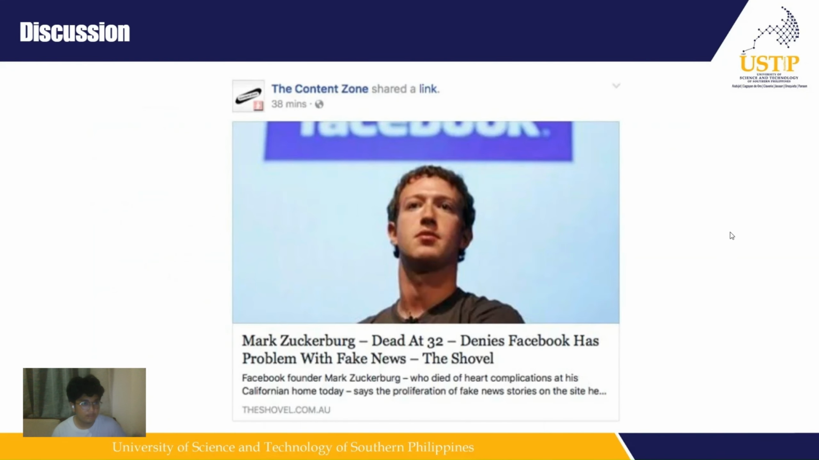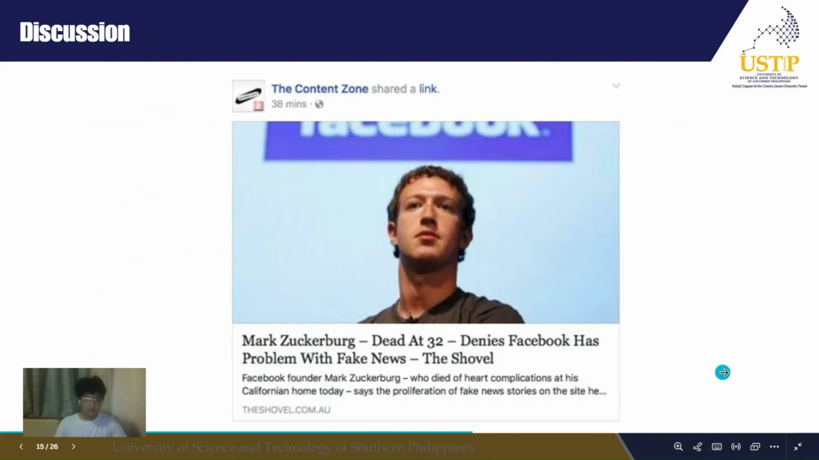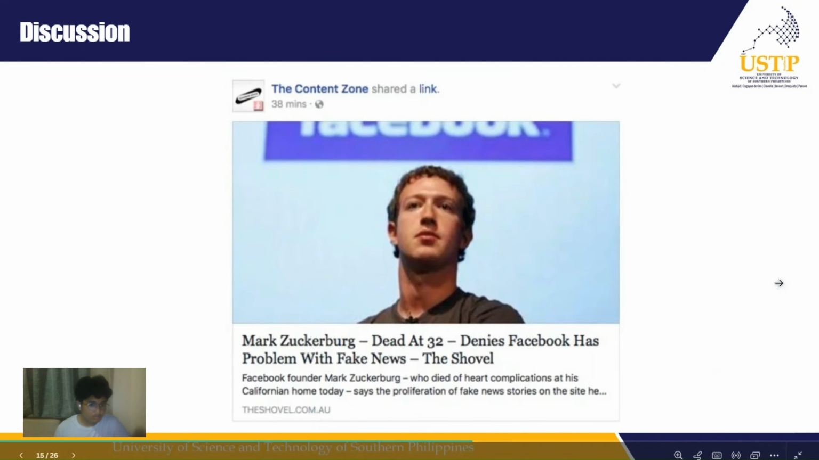So this is an example of disinformation. It is created to cause panic. The headline states that Mark Zuckerberg is dead at 32, which is not true. It says here that he died of heart complications at his California home today, but he's still alive.